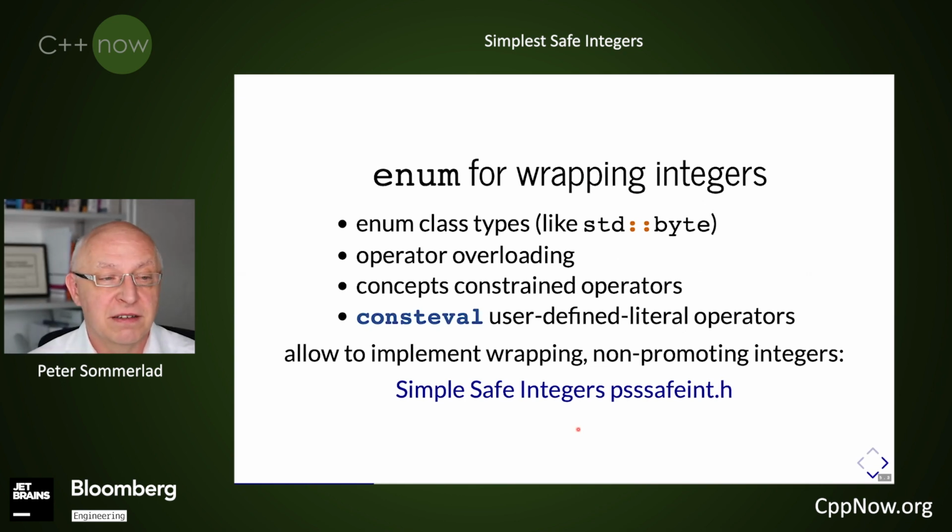The actual implementation uses the enum class, which prevents implicit conversions. That's the same approach the standard uses with std::byte, which is an enum class of the size of an unsigned char, and it won't silently convert to anything else. That's the idea behind my approach as well. With enum class types, you can have operator overloading, and concepts help you to constrain the overloaded operators, so you don't have to spell them out for each individual type. Plus, they won't be considered for any other enumerations and so on.